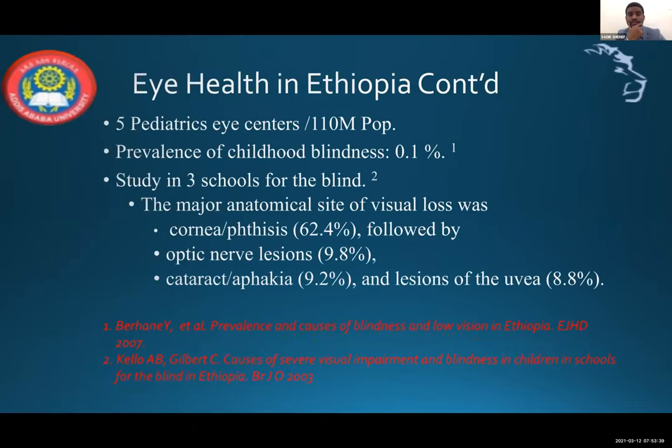Coming to child eye care in Ethiopia, we have 5 pediatric eye centers. I can say only the Addis Ababa University center is fairly well furnished. The others are still in process, for 110 million population. And the prevalence of childhood blindness is 0.1%, which is 6% of the total blindness.